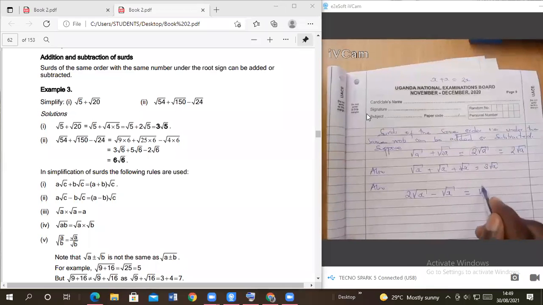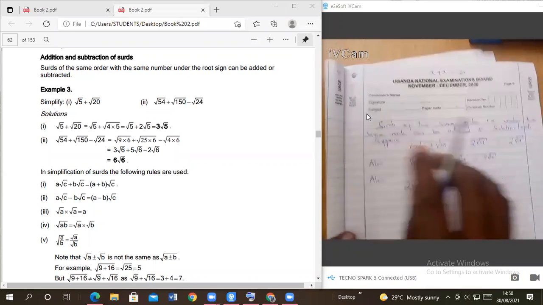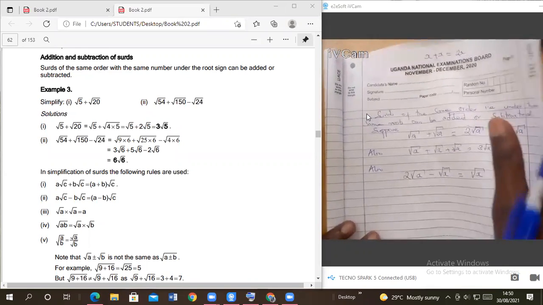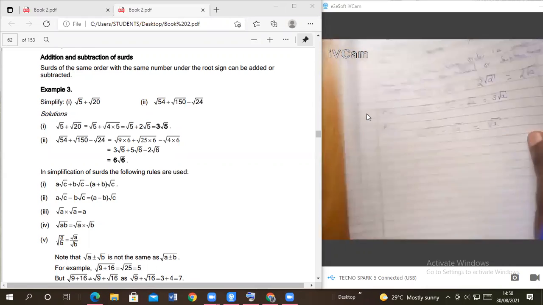You remain with 2 root of 3 root of x. Yes, teacher. If you want to see this one easily, the easy way of seeing it, okay?